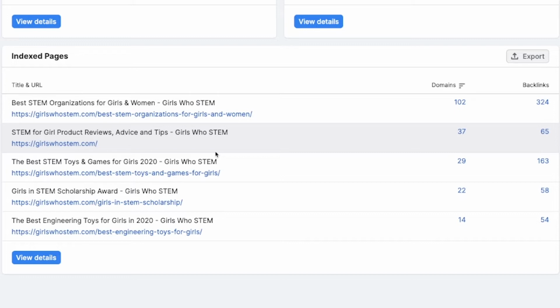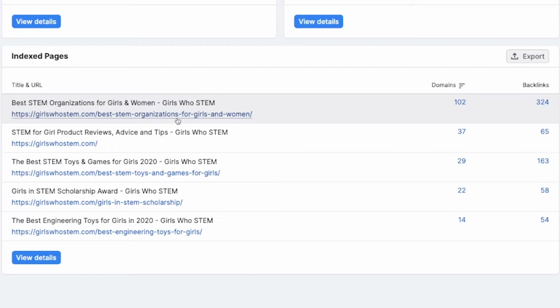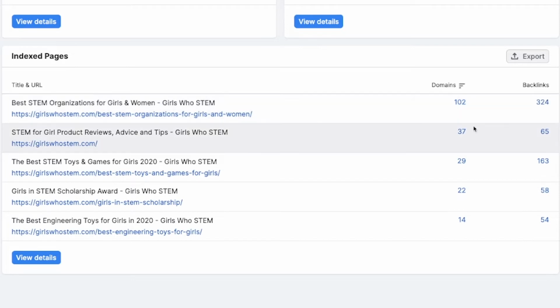And the reason why this is helpful is because it'll clue you in as to, in your content strategy, what is the most helpful content that you're creating that you should double down on. So in this particular example, I can see that the best STEM organizations for girls and women has been a massive backlink builder for this particular site because it's gotten over 324 backlinks, whereas something that is a little bit less successful would be the Girls in STEM Scholarship.